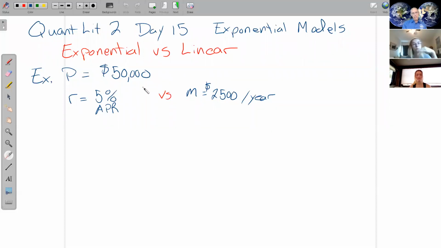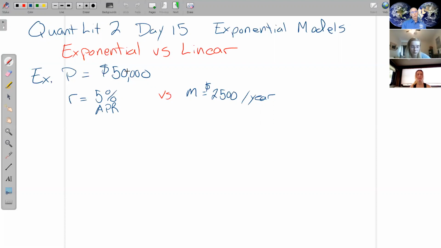And one company says, hey, we'll give you 5% per year. Another company says, we'll give you guaranteed $2,500 a year, right, into your account if you let that $50,000 sit there. So we just want to compare what these two look like. And I'll do a little by hand and then we'll do it in the spreadsheet.